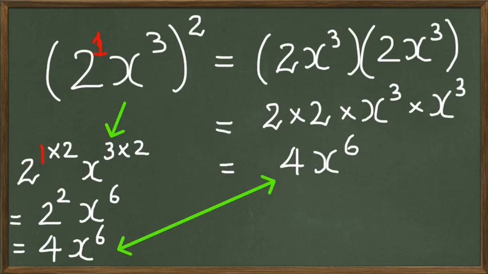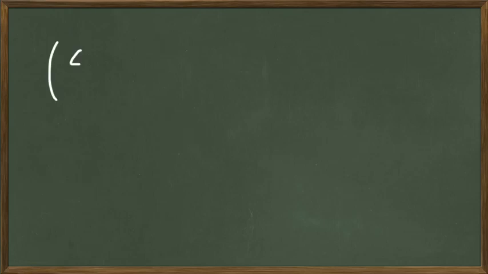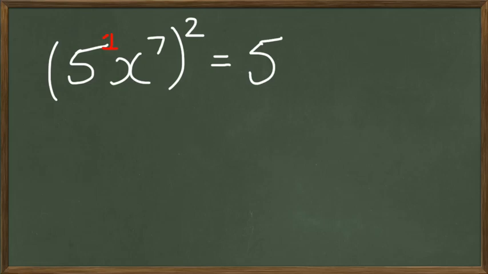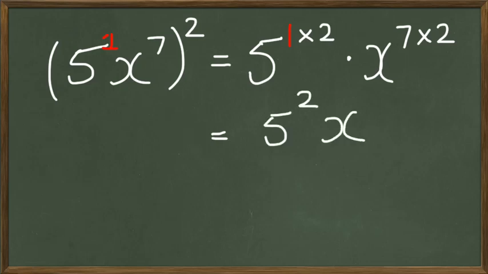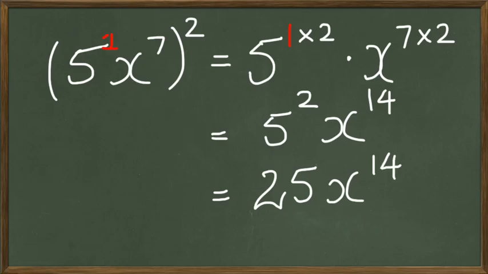So, do another example. If we have 5x to the power of 7, and let's say we square this thing, so remember that the 5 has a little 1 in its corner, which means this is going to be rewritten as 5 to the power of 1 times 2 multiplied by x to the power of 7 times 2, which means this is equal to 5 squared, and this is x to the power of 14, which means your final answer is 25x to the power of 14.